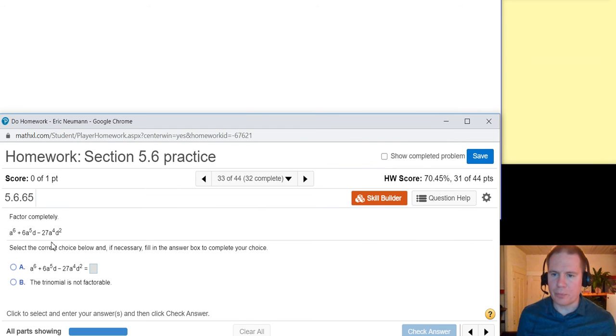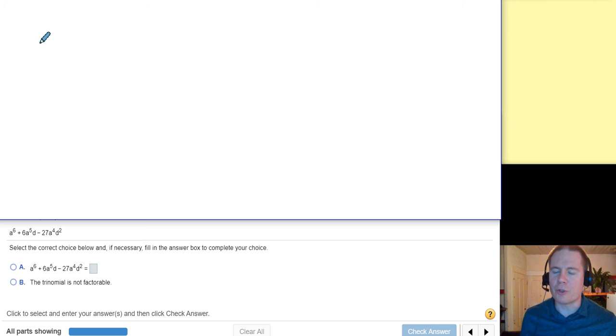Okay, factor completely, trinomial here, right? Plus, minus. A to the sixth just has a's as factors. This also has a's, this also has a's. Select the problem before it, where we finished the last video. I can factor out four a's, right? 4 plus 2 is 6 here.